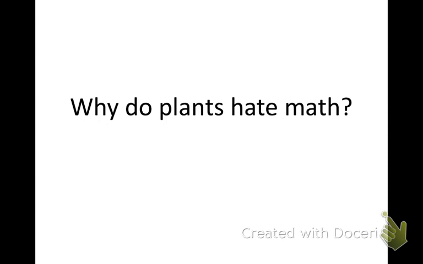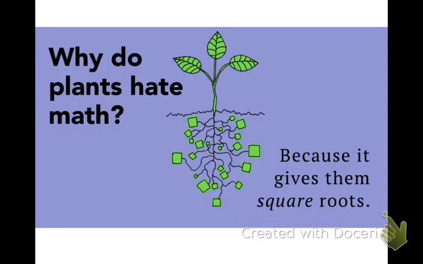But first, we're going to start with the good corny math joke. Why do plants hate math? Because it gives them square roots.